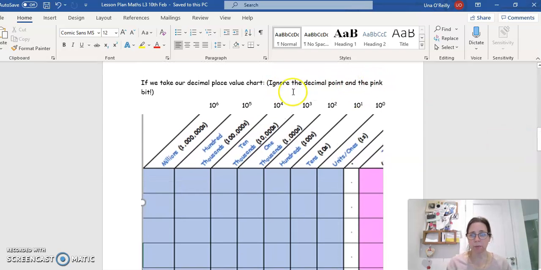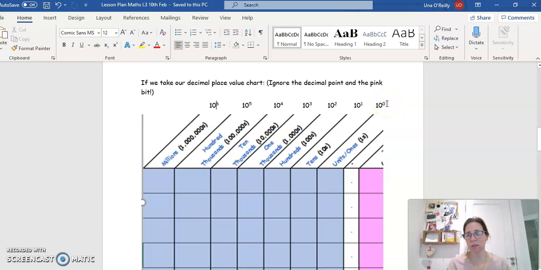And if we look at our decimal place value chart, which I am always banging on about, you can ignore the decimal point in the pink bit. We're just going to talk about the ones, tens, hundreds, thousands, and so on. What I've done here, which hopefully you'll recognise from having worked on the exponents, is put it into base 10 language. So the ones are 10 to the power of 0. Now if you did the lesson on exponents, you'll know that any number to the exponent 0 is a 1.